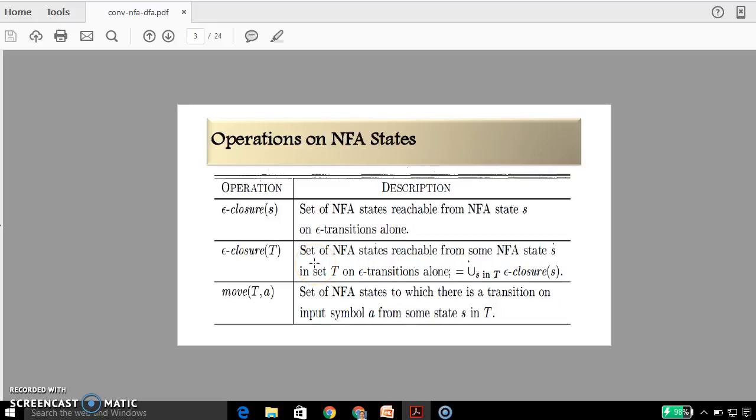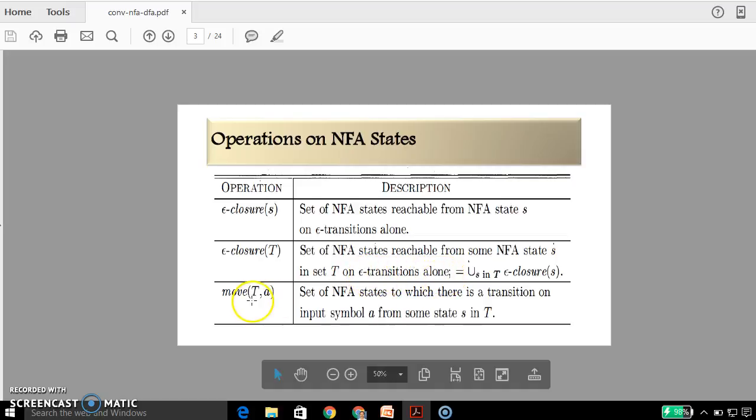We are going to consider epsilon closure of a given state S, which is the set of NFA states reachable from NFA state S on epsilon transitions alone. Epsilon closure of capital T is the set of NFA states reachable from some NFA state S in set T on epsilon transitions alone. In the same way, move(T, a) means the set of NFA states to which there is a transition on input symbol a from some state S in T.